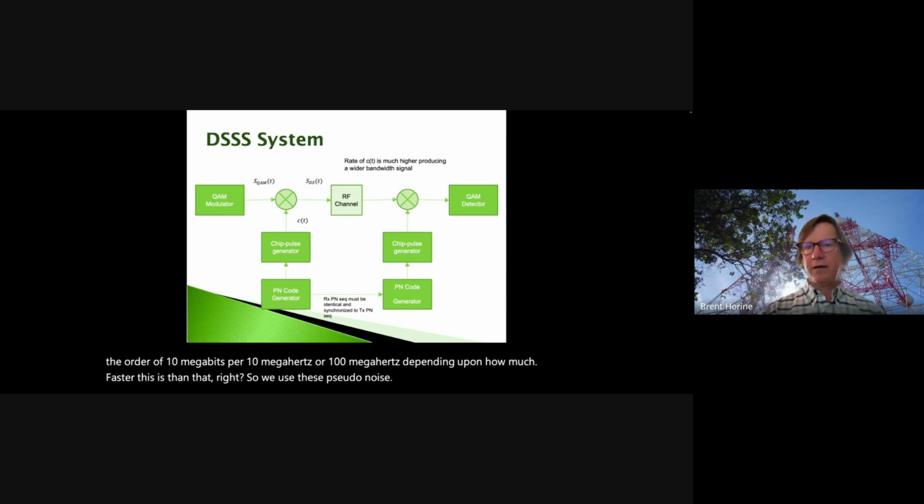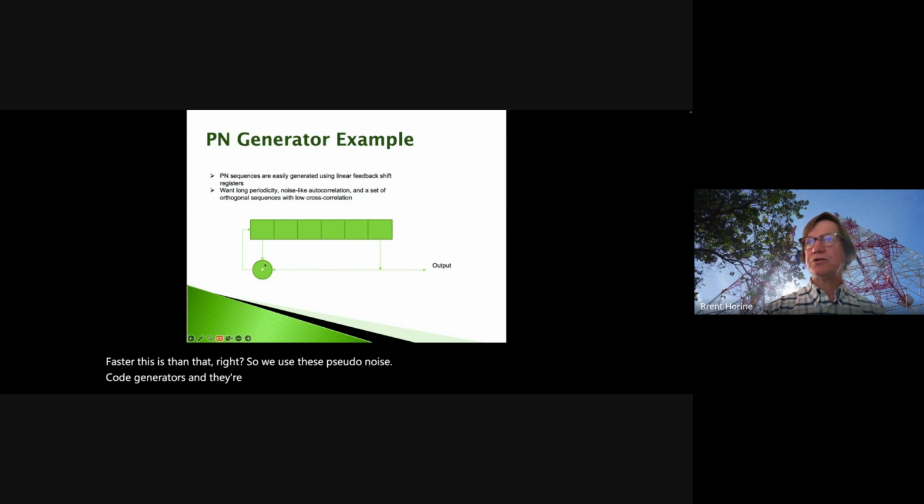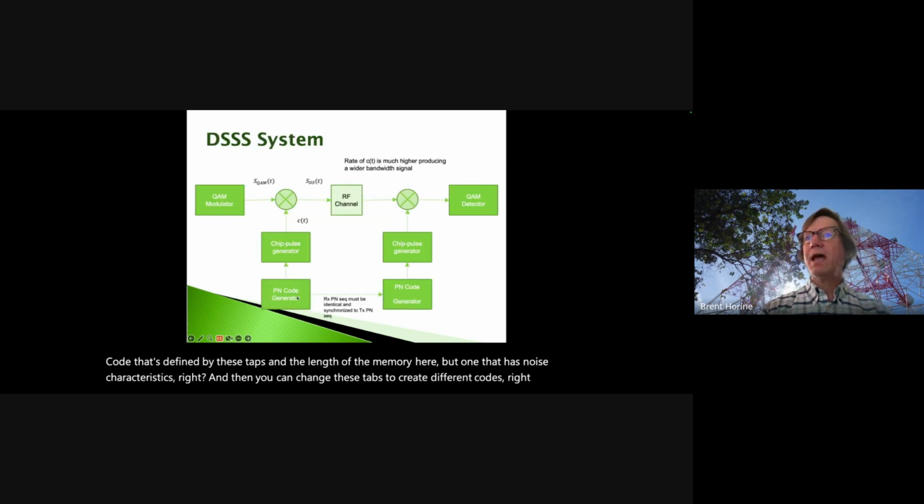So we use these pseudo noise code generators, and they're basically shift registers, and we pull taps out of them at particular points and feed them back. So they're a linear feedback shift register. This is going to have some length to it and some taps. They're summed in a modulo 2 manner and fed back into the input. That will create a deterministic code that's defined by these taps and the length of the memory, but one that has noise characteristics, right? And then you can change these taps to create different codes, right? So that's the origin of these things.